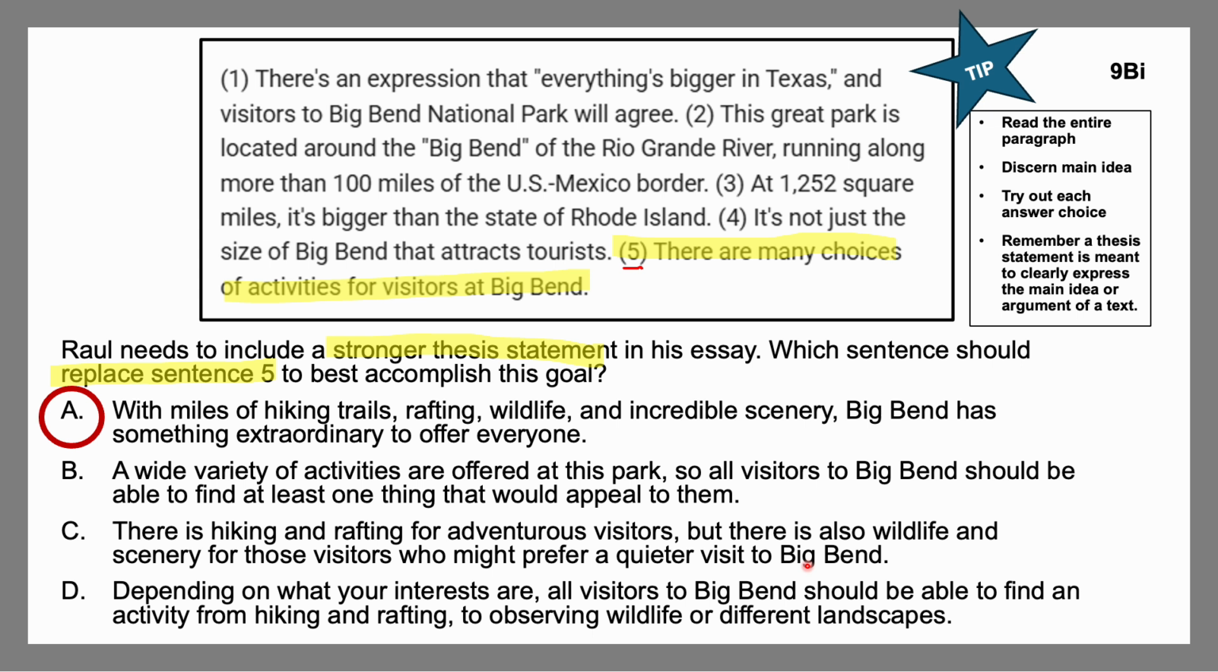Once again, that wordiness is not necessarily what I'm looking for, nor this specificity where it's talking about your interest. We want to make it appropriate for everyone because it's all tourists, not necessarily a single individual. And even then, all visitors should be able to find an activity. It's still putting focus on the interest of others as opposed to a focus on the actual activities themselves. Answer choice A highlights and puts in the spotlight the activities that are offered.